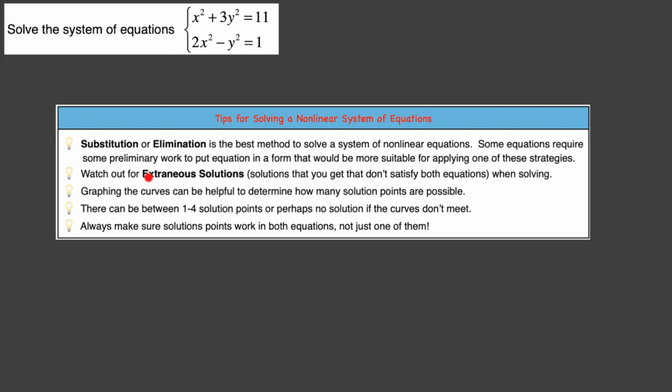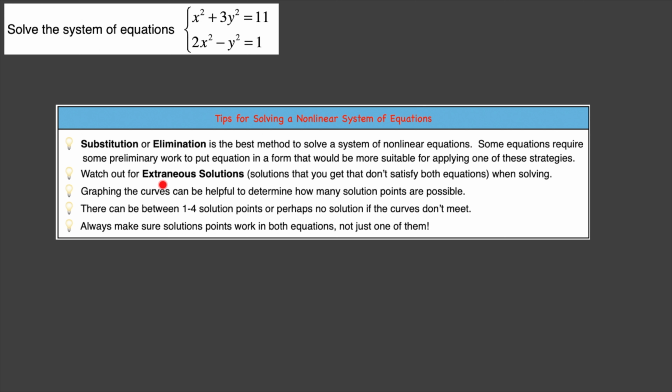Some equations require some preliminary work to put the equation in a form that would be more suitable for applying one of these strategies. Now looking at these ones here, which method would be more suitable to solve? Elimination or substitution? So hopefully you said elimination because notice the x squareds line up, the y squareds, and the constants. So elimination is going to be a great method for this one.